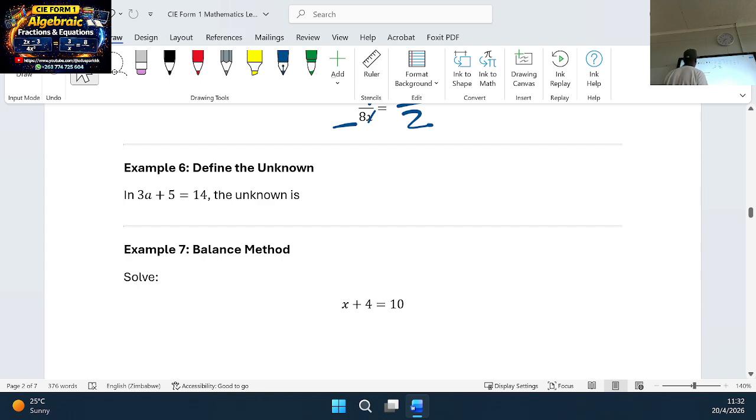Then next I want to define the unknown. I've got an equation here, 3a plus 5, the result is 14. The unknown actually is a, that's the value that you're looking for.